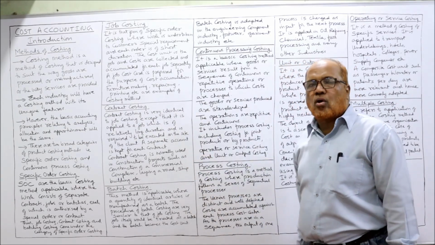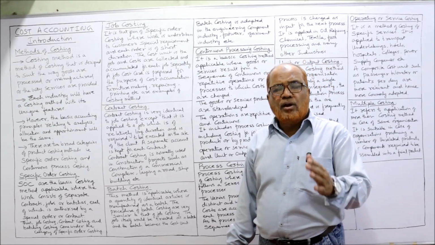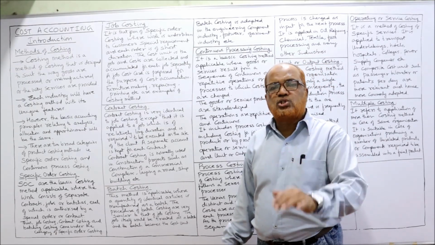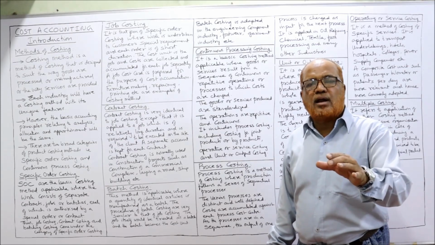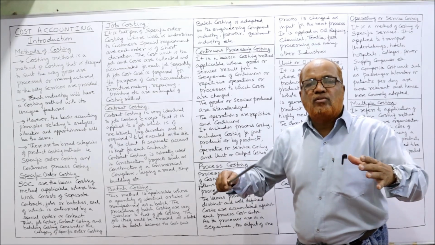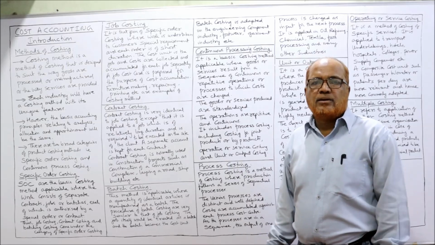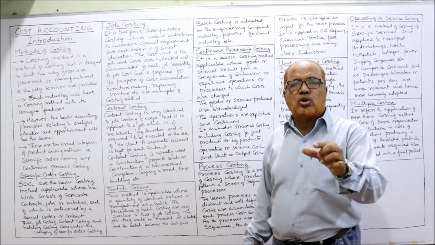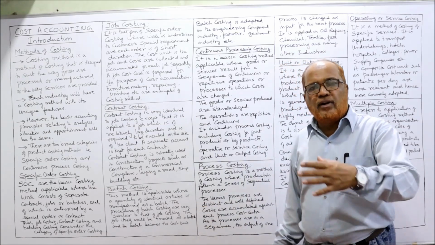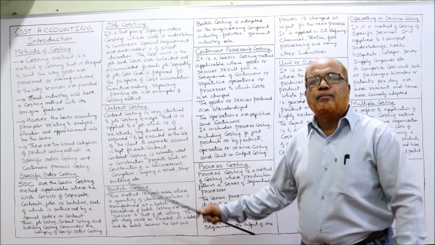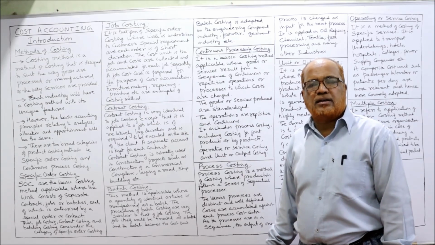Then next comes contract costing. Contract costing is also just like job costing. The only difference is that in contract costing, the duration will be a long period. Job costing is applied where the job will be completed within a short period of time, whereas when the job will take a long period of time, contract costing will be applied.